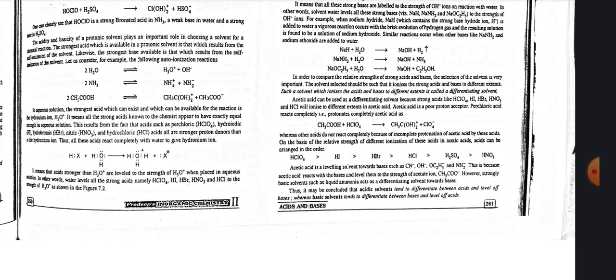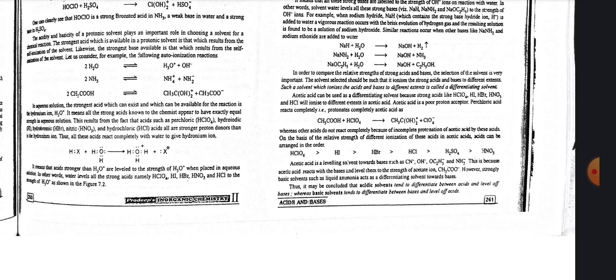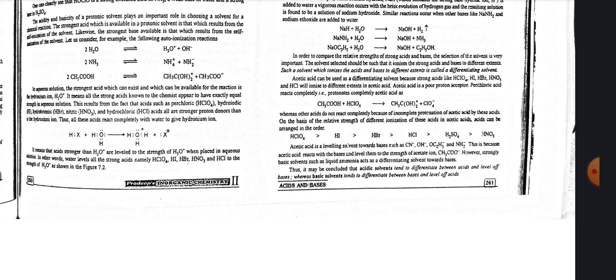A vigorous reaction occurs with the brisk evolution of hydrogen gas, and the resulting solution is found to be a solution of sodium hydroxide. Similarly, the reaction occurs when bases like NaNH2 and sodium ethoxide are added to water. In order to compare the relative strengths of strong acids and bases, the selection of the solvent is very important.